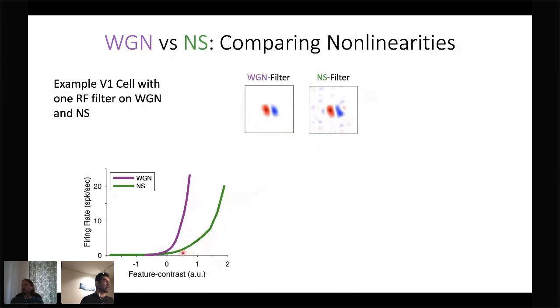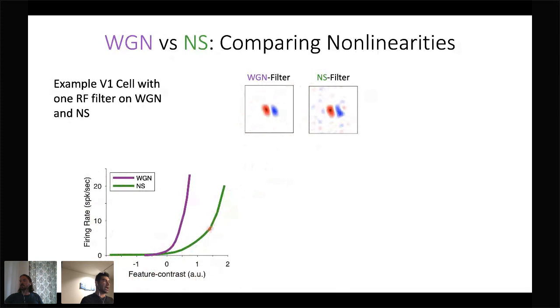For the response nonlinearities, what I'm showing here is the composition of the input function and the spike nonlinearity in the model, which directly relates the output of these filters, which is the feature contrast, to the response of the cell in terms of firing rate. That's given for the characterization using white noise in magenta and natural scenes in green. First, note the difference between the domains of these two functions, and that's because of the difference in the range of feature contrast of these two filters on white noise and natural scenes.